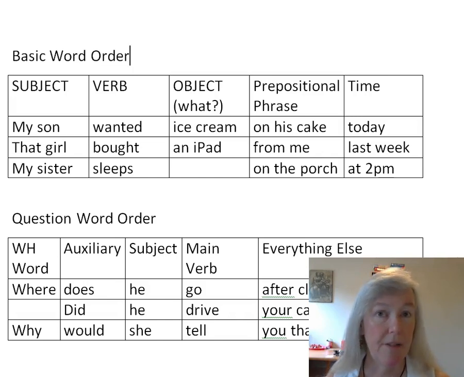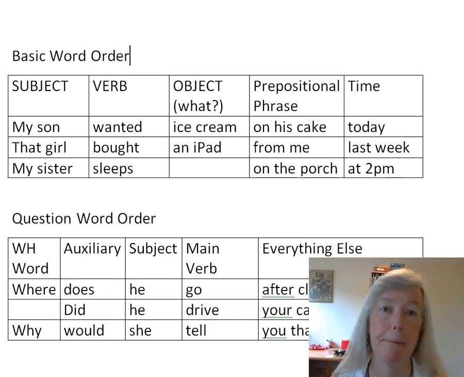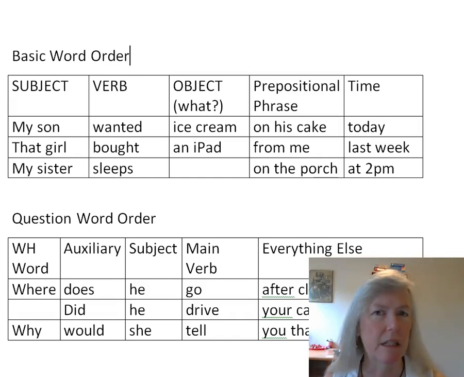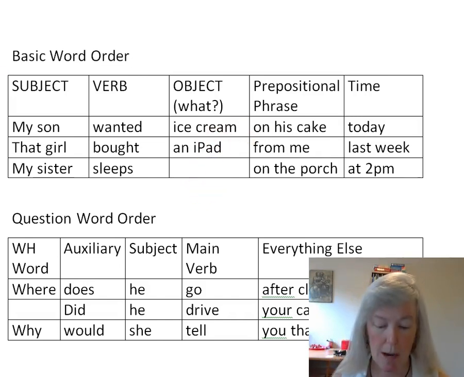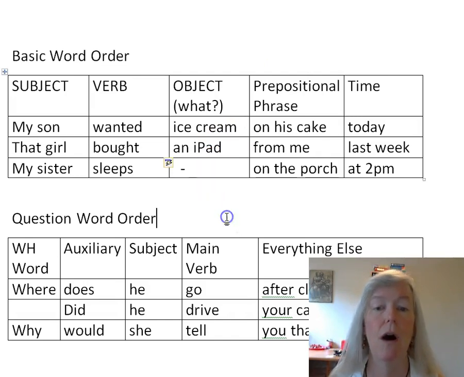Now, you don't always have an object. A lot of verbs don't take an object. My sister sleeps on the porch at 2 p.m. She has this nice little screened-in sun porch so she can take her nap out there. My sister sleeps. My sister sleeps what? No, there's no what. There's no thing that you sleep, right? My sister sleeps where? On the porch. Prepositional phrase, at 2 p.m. No object. There's no object there.